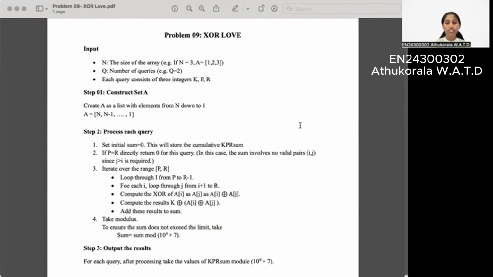Finally, take the modulus of the sum with 10 to the power 9 plus 7 to ensure that the result doesn't overflow. Once all queries are processed, print the result of the KPR sum modulo 10 to the power 9 plus 7 for each query. And that's it.